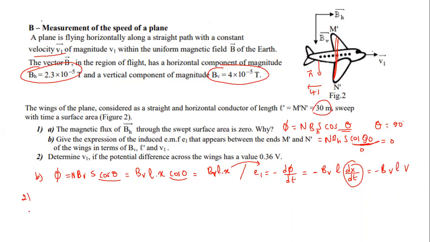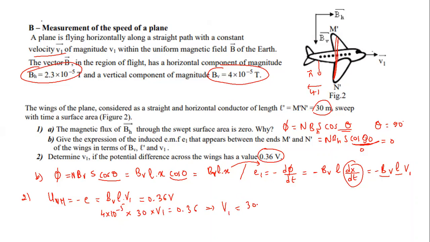Now, part 2: determine V1 if the potential difference across the wings has a value of 0.36 volts. In order to find V1, we have BV, we have the length. The question is to find the speed V1. So, do we have E1? E1 is equal to what? We already said that if I want to find U_MN, it equals minus E, which here is equal to BV L times V1. And this is equal to 0.36 volts as given. I have BV equal to 4 times 10 to the power minus 5, and the length of M prime N prime is 30 meters, times V1 equals 0.36. Here we can find V1, which becomes equal to 300 meters per second.